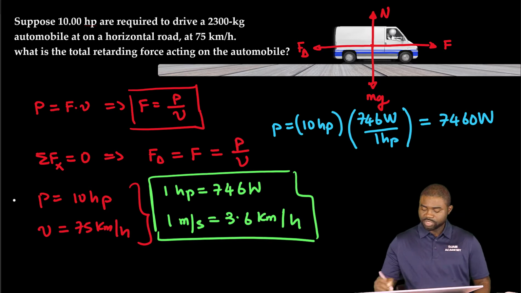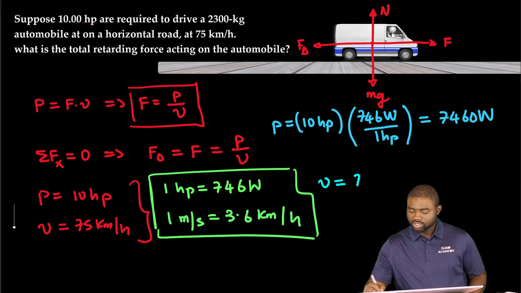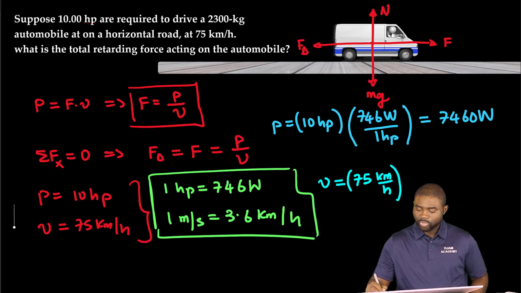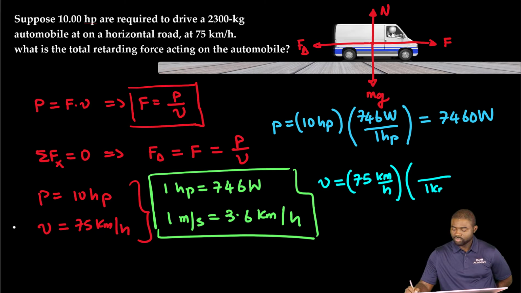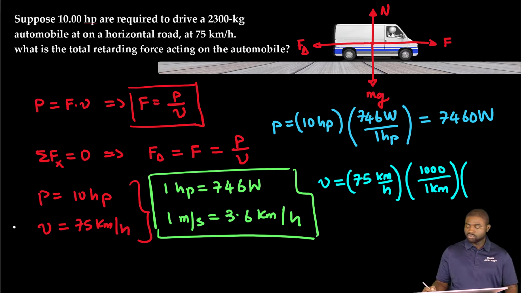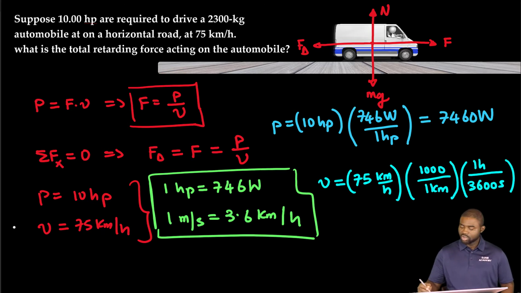Now, what about the speed? The speed V is equal to, it's given in kilometers, so we have to convert those to meters. This is 75 kilometers per hour. Now remember that in 1 kilometer we have 1000 meters. So we multiply by that conversion factor. In 1 hour we have 3600 seconds. Now all we have to do is find out what the value of V is, and we can gladly calculate that together.